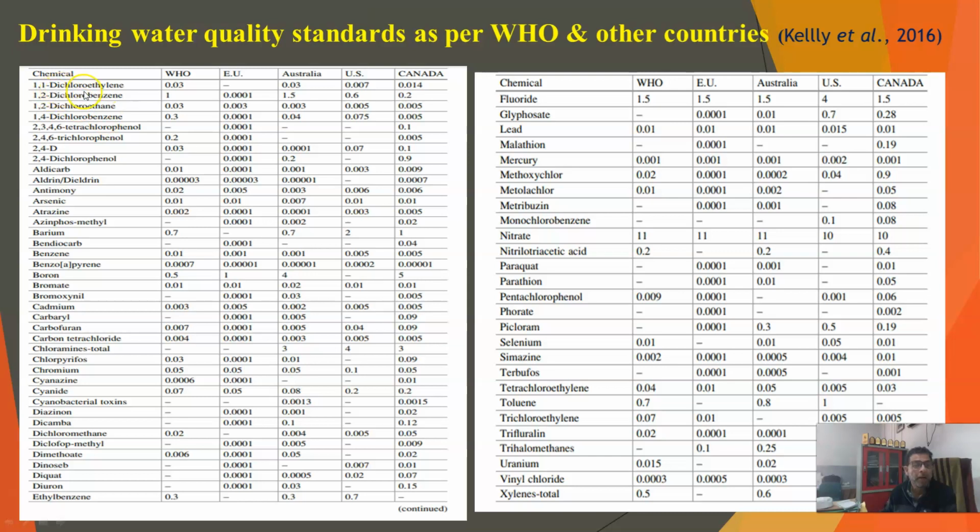Say, for example, dichloroethylene should not exceed 0.003 as per the WHO standard. Similarly, 2,4-D should not exceed 0.03, and similarly all these chemicals are given here. Barium is there, benzene, boron, carbofuran, and dichloromethane. Then similarly, you can find that fluoride is there, lead is there, mercury is there. Nitrate is also there, parathion, toluene, and uranium are also there. So many chemicals are given, and these are all the acceptable limits as given by different countries as far as their water quality standards are concerned.